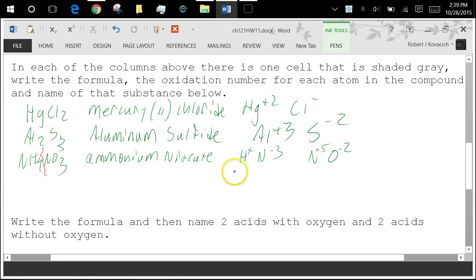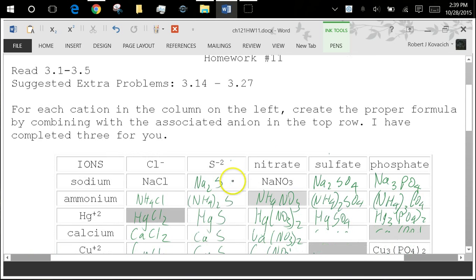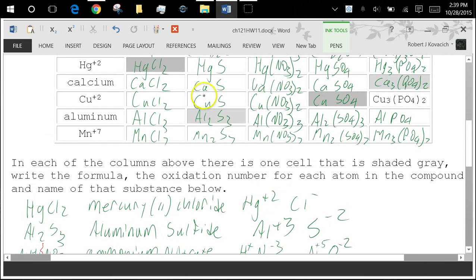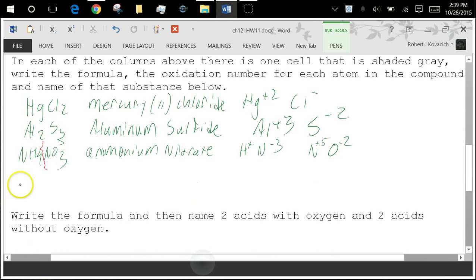And then the next one is calcium sulfate. No, calcium, or was it copper? So CuSO4. So copper 2 sulfate. And so the copper one's easy, it's +2. The oxygen is a -2. And then that leaves us with the sulfur with a +6 charge.